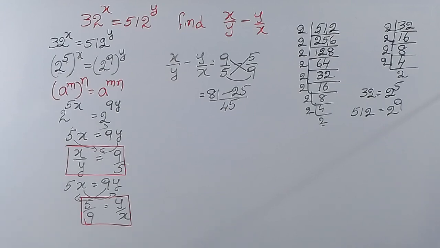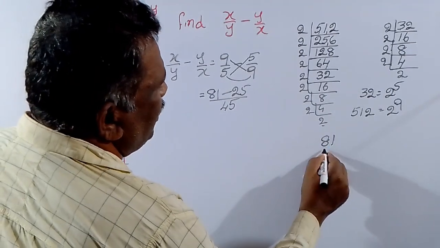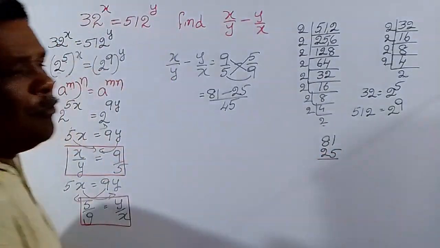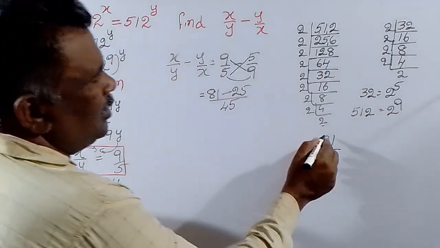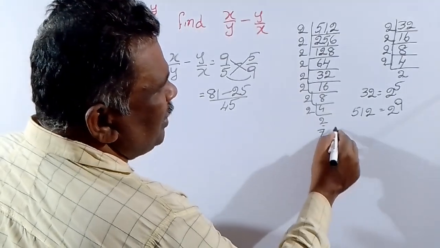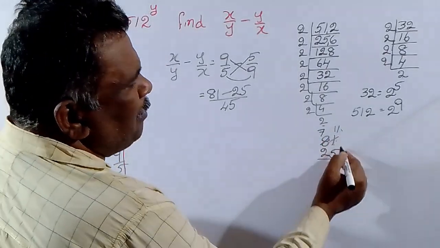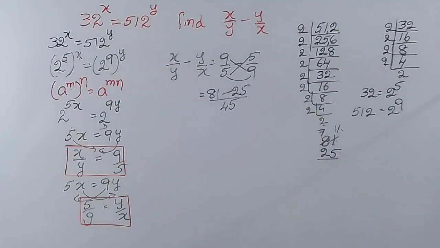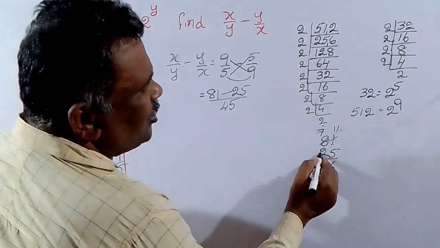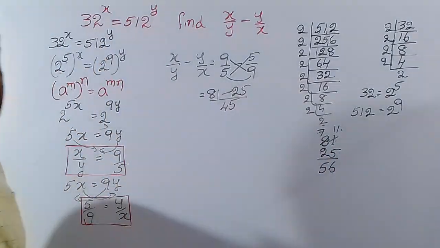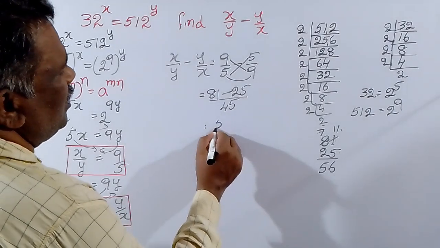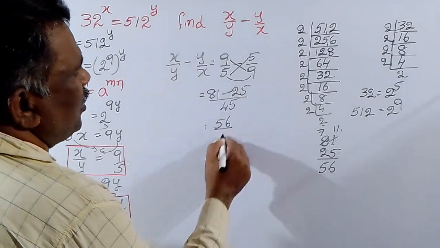What is 81 minus 25? 1 is not subtractable, 5 is not subtracted from 1. So 1 borrowing. So 1 borrowing means the 8 becomes 7, and here 1 borrowing gives 10. 10 plus 1, 11. Now 11 minus 5 is 6. And 7 minus 2 is 5. 56. So 81 minus 25 is equal to 56. 56 by 45.